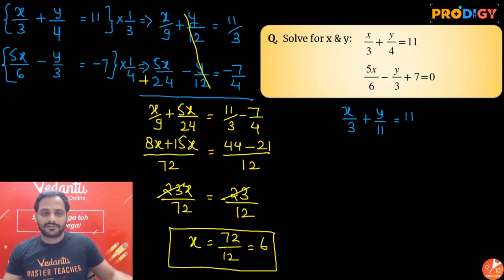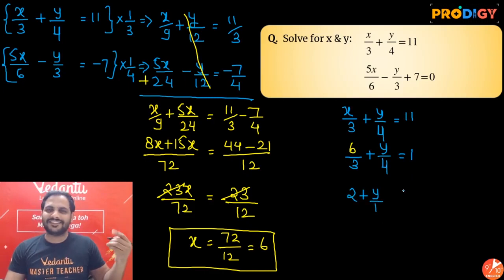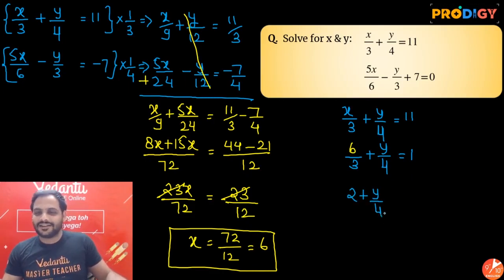If I put x equal to 6, guys, the equation will become 6 by 3 plus y by 4 is equal to 11. 6 by 3 is 2, plus y by 4 is equal to 11.